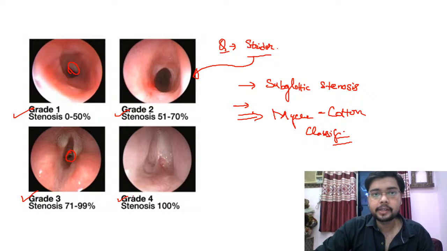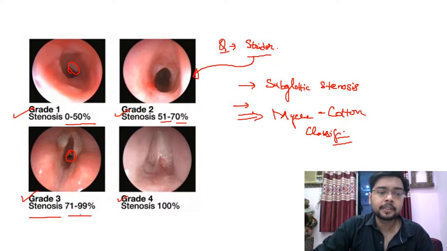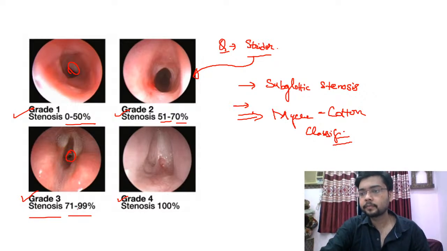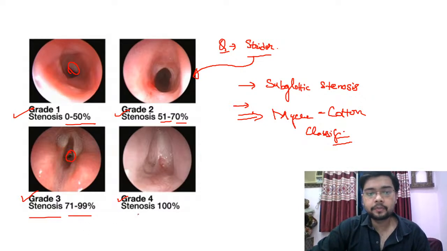So we have different grades of stenosis: grade 1, grade 2, grade 3 and grade 4, depending upon how much lumen is left or how much lumen is stenosed. In grade 1 there is 0 to 50% stenosis, meaning 50% of the lumen is obscured. In grade 2 there is 51 to 70% of the lumen stenosed. In grade 3 it is more severe, and here the stenosis is 71 to 99%, right? Now in grade 4 there is almost 100% stenosis.